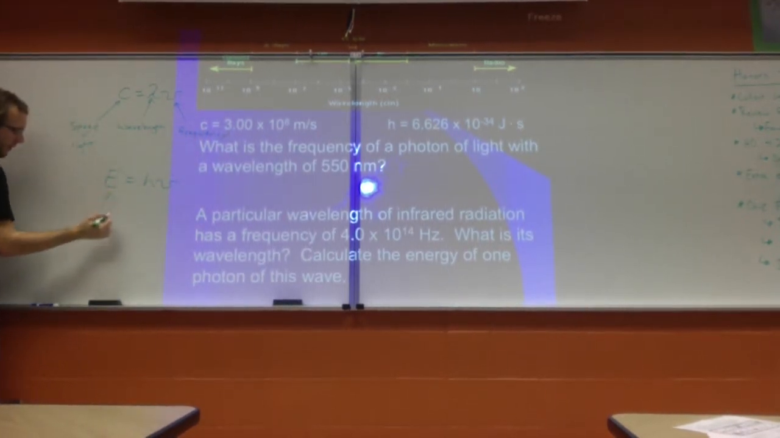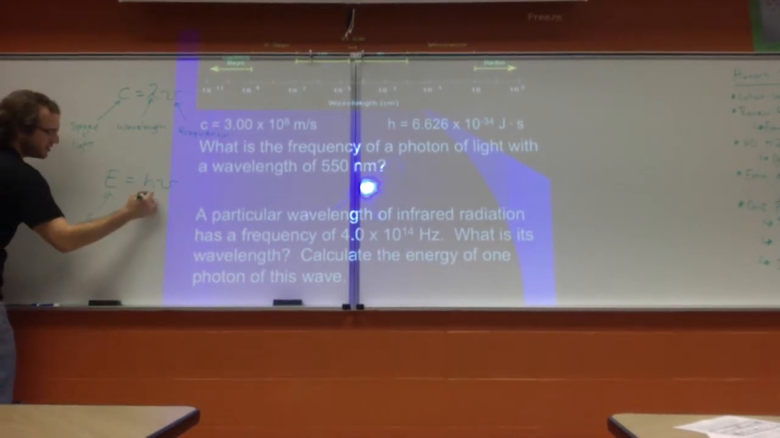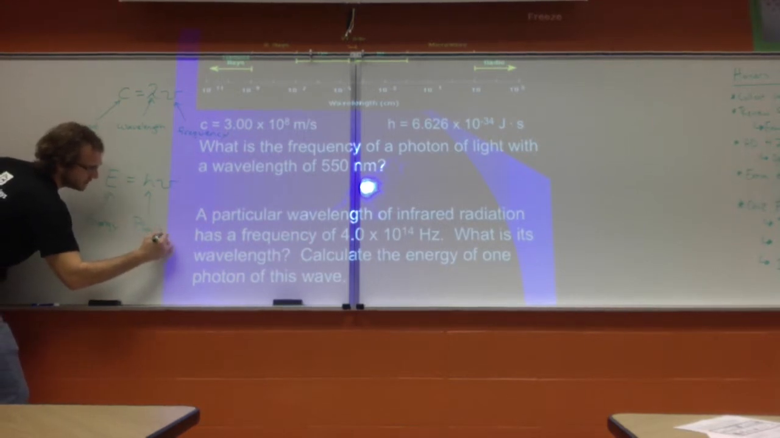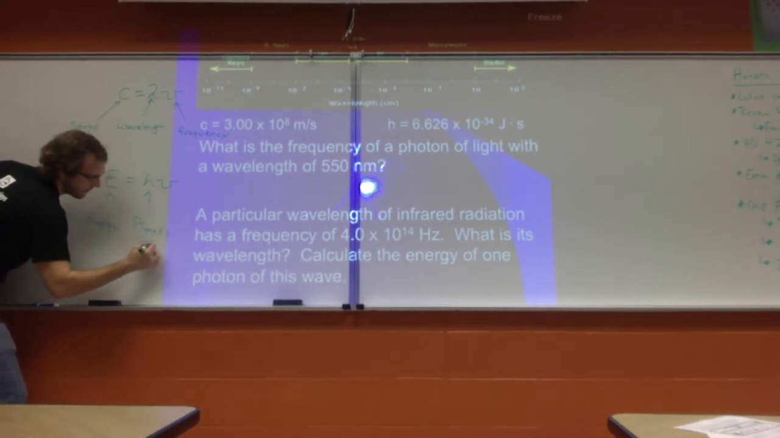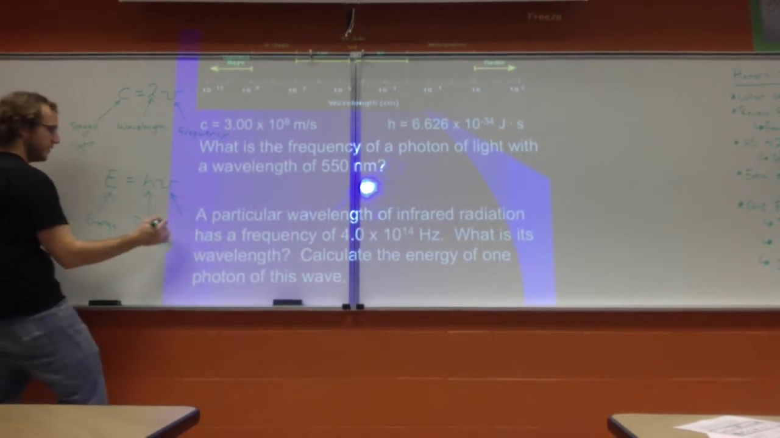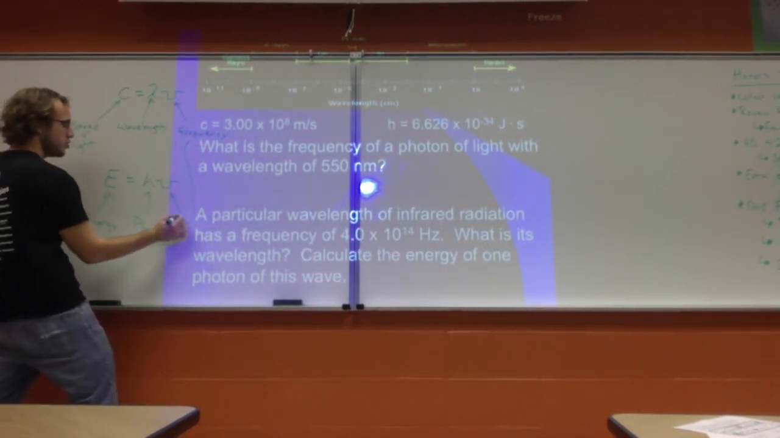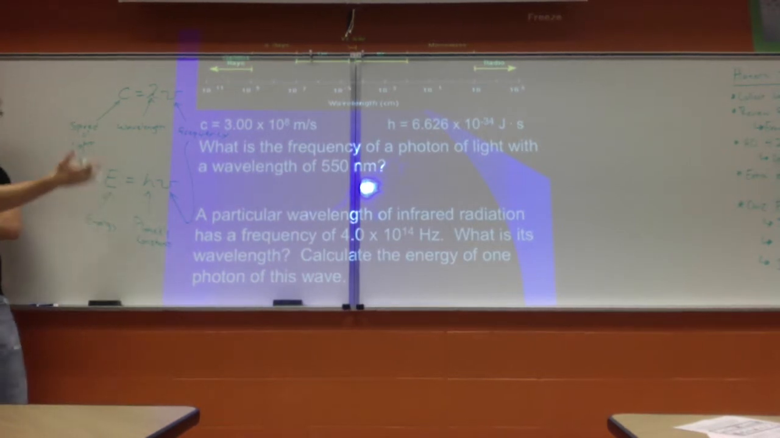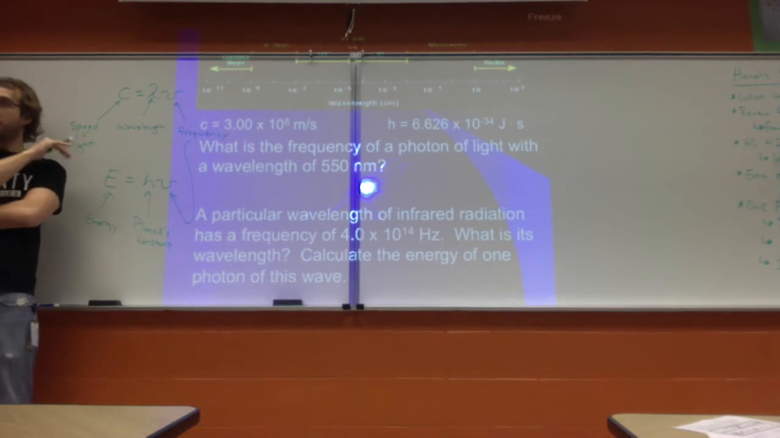E stands for energy. h is Planck's constant. Good. And nu stands for frequency. So frequency is used in both formulas. How are we doing on our formulas here?